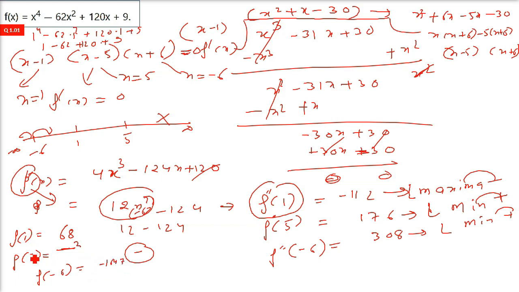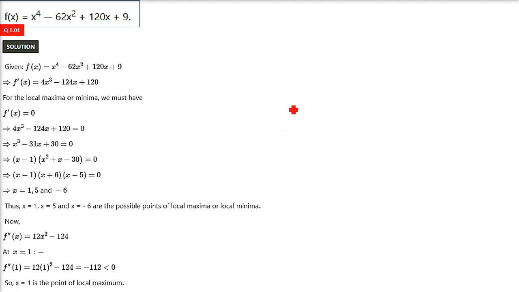For example, f(-6), if you put it, you will get minus 1647. When you place 5, it will be negative 316. So y is equal to f(x), where x is 1, 5 and negative 6. And that is how we got 68, negative 316 and negative 1647. So this is the whole scenario.